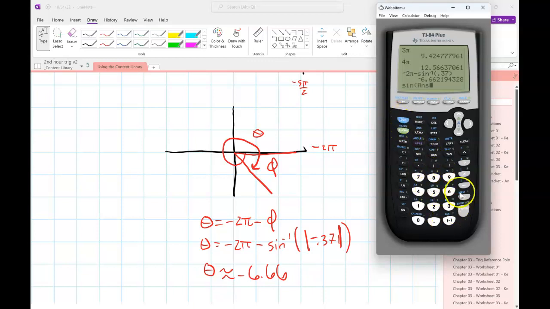So if we do sine of that answer, I should get back negative 0.37. I do. If I do negative 3 pi over 2, that should be bigger than negative 6.66. It is because it's less negative. And then if I check negative 5 pi over 2, that should be smaller than negative 6.66. It is because that's more negative. So I'm convinced that we have the correct answer.